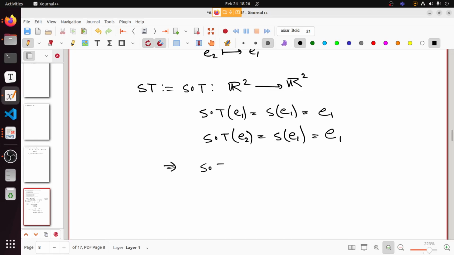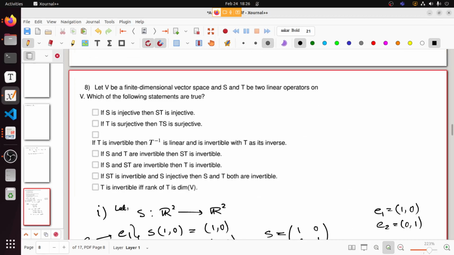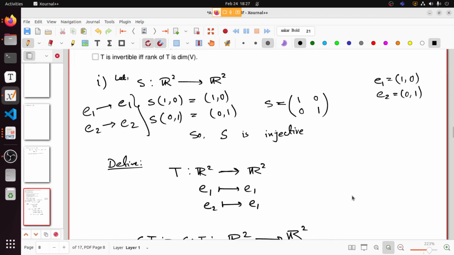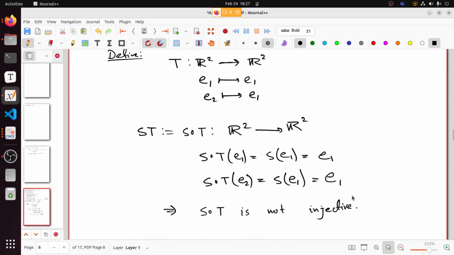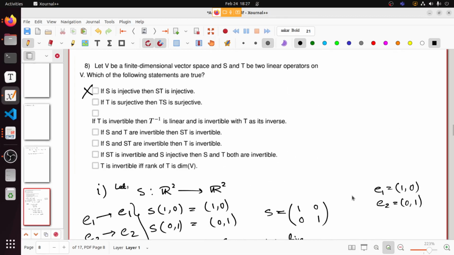Which implies S composed T is not injective, right? So option number 1 is false. S is injective, but S composed T may not be injective. We have shown a counterexample, right? Here S is injective, but S composed T is not injective. Now move to the next option.